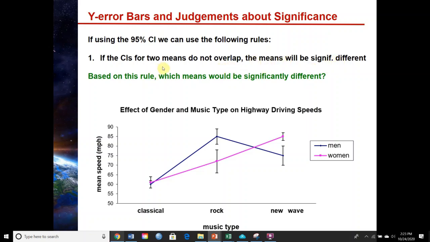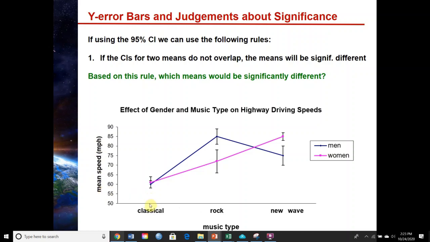So if two means do overlap, then they won't be significantly different. And so if we were to apply that very simple rule, what would we conclude? Well, let's just compare men and women driving down the highway, listening to music, and we want to know, depending on which type of music they listen to, will that affect their speed that they are driving at?